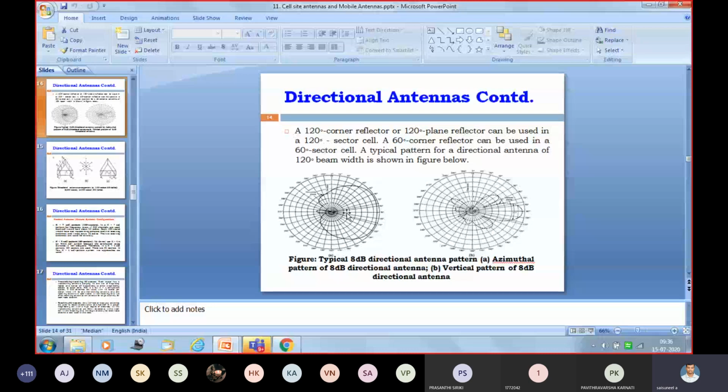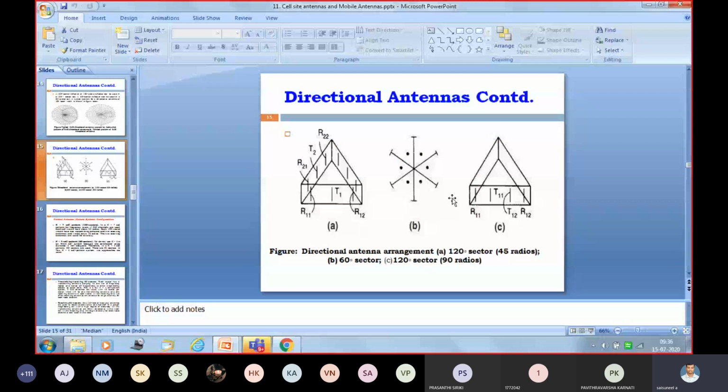Now, I have to discuss sectoring here. What is sectoring? Nothing but dividing the cell. What cell shape are we using? The cell shape of cellular communication is the hexagonal cell. There are 2 types: 60-degree sectoring and 120-degree sectoring.